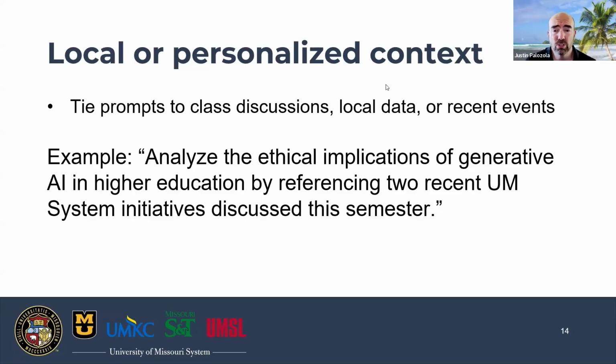Also, local or personalized context. So tie prompts to class discussions, local data, or recent events. So an example of this: analyze the ethical implications of generative AI in higher education. That they can do in one prompt, right? But by referencing two recent system initiatives discussed this semester, that's not so easy. And here's the thing to think about, even with these kind of assignments where they still may use AI for certain things, and you could probably even use AI for this, they're going to have to go into a lot more detail.